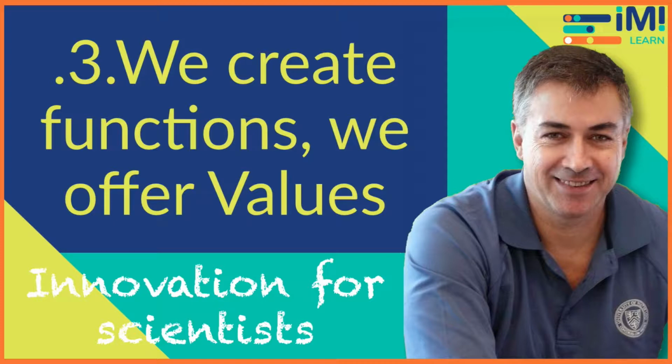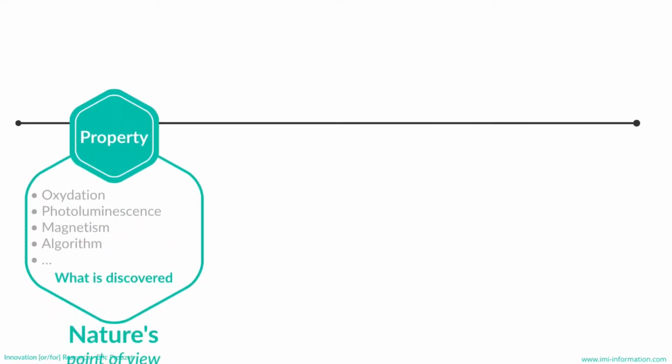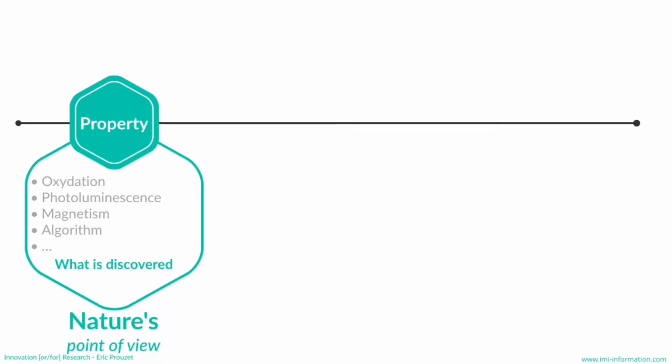For this third model, we will describe the main difference in the innovation project. The main difference is that, as researchers, we create function, but the users that we will deal with want us to offer value. We'll see first that we must define different types of concept.